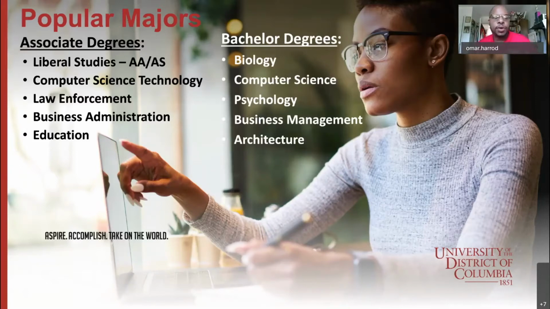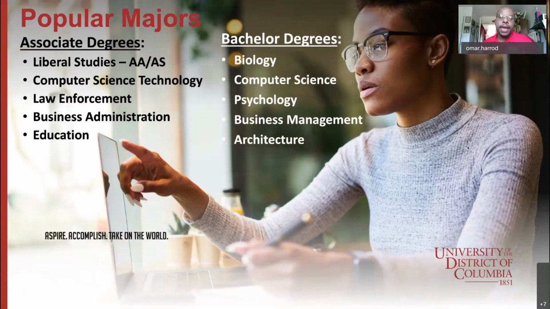And then the last one. Again, these are the top majors, so not the only ones that we have, but these are the top ones. Education is what the University of the District of Columbia is known for. It's its stamp, not only in the area, but around the world. So we have education at the associate level, at the bachelor's level, as well as at the master's level. So we have it literally all the way running through the entire university, which is an amazing thing.